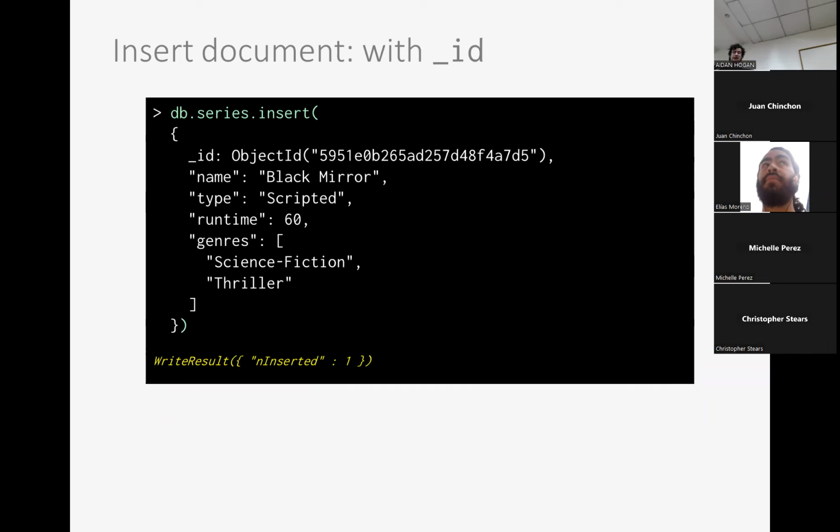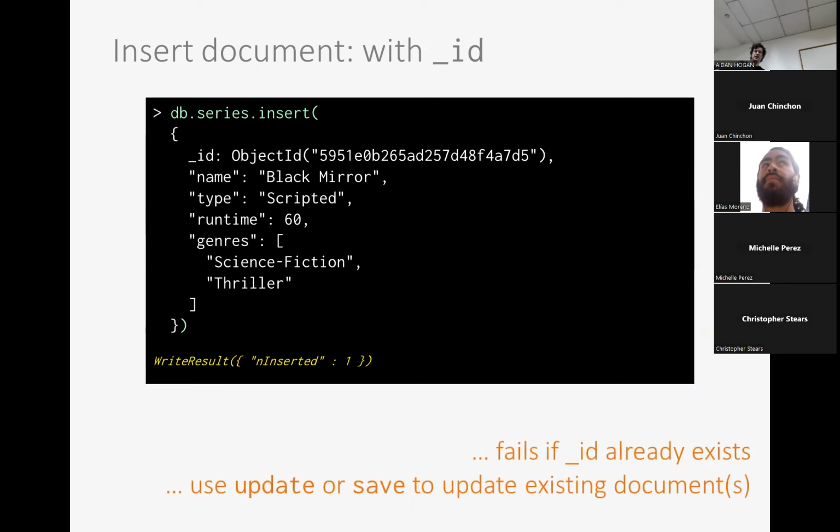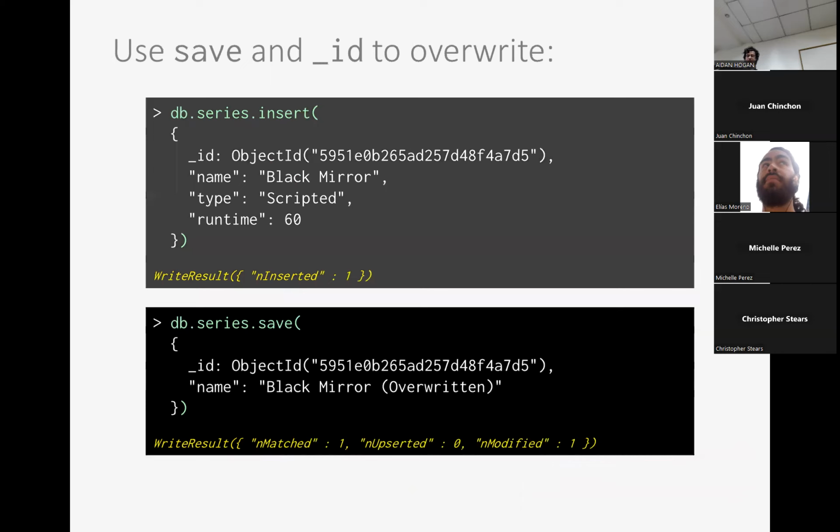If we want to specify the ID, we can do this. However, this ID can't already exist. Otherwise, this command will fail. So we assume this is a fresh ID. If we wanted to override an existing ID, we can use either save or update to do that. So for example, here's the command with save, where the idea is to overwrite the document that already exists with this ID with some new document. So this save will overwrite the existing document.